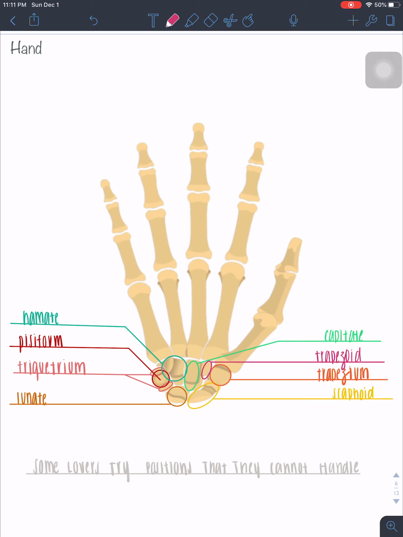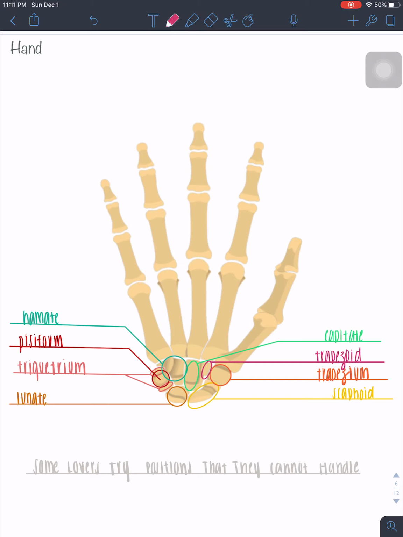And this basically stands for scaphoid, lunate, triquetrum, trapezium, trapezoid, right? No. Oh my god, I already messed it up. Scaphoid, lunate, triquetrum, pisiform, trapezium, trapezoid. Oh my god. Yeah, I did not remember this.